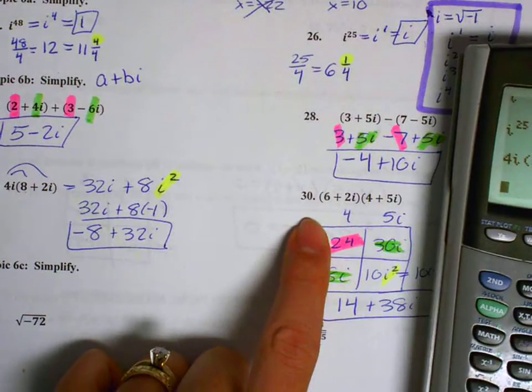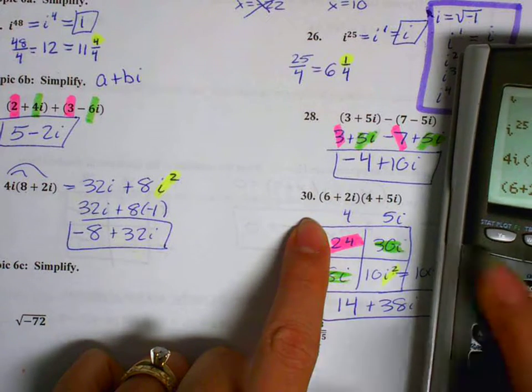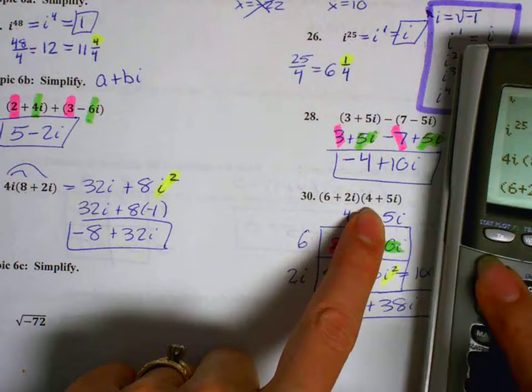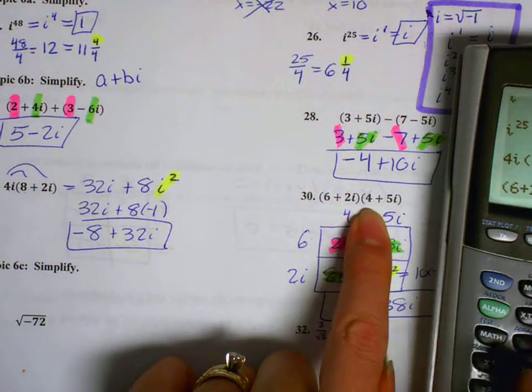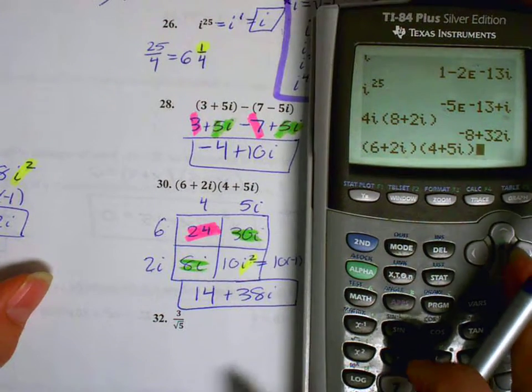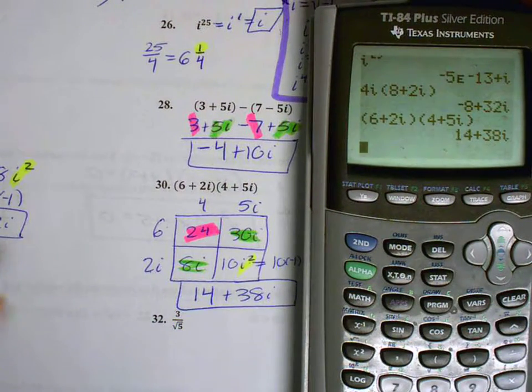Or this one here, parentheses 6 plus 2i, 4 plus 5i. Do a quick check. Make sure you've copied everything exactly as it is on your paper. Push enter, and there's my answer.